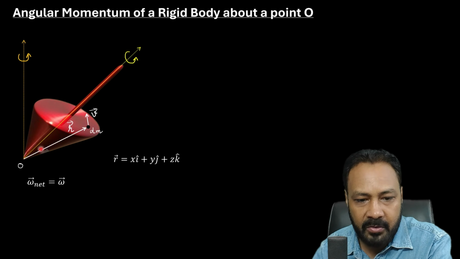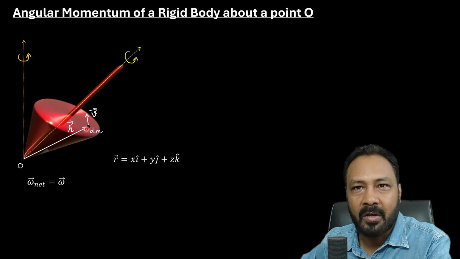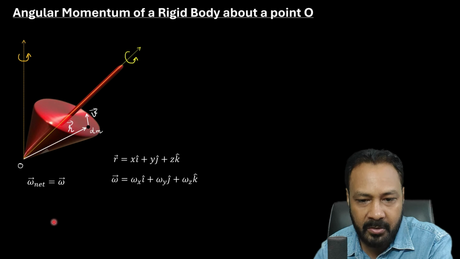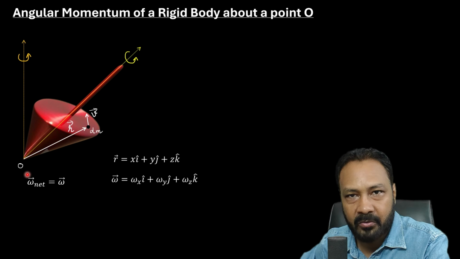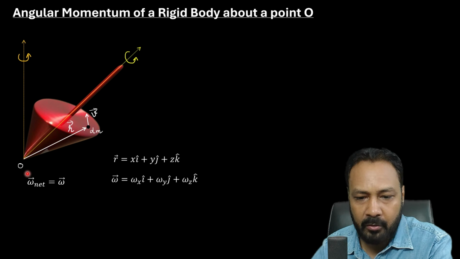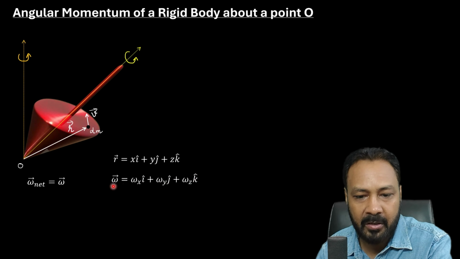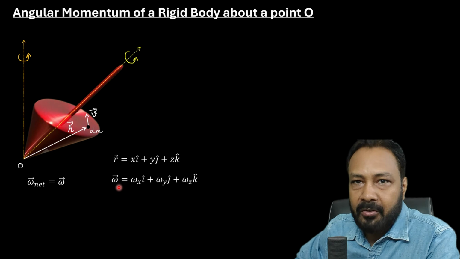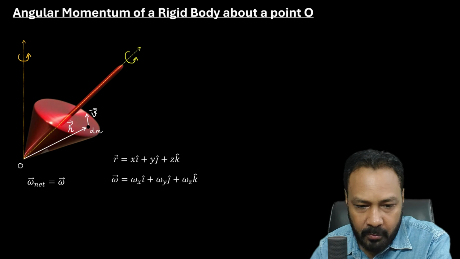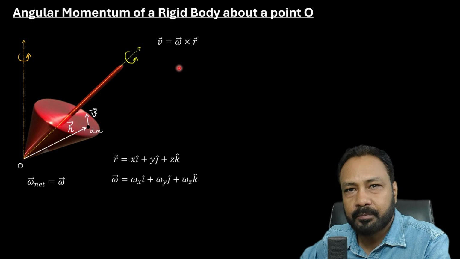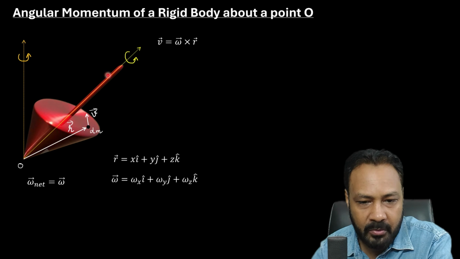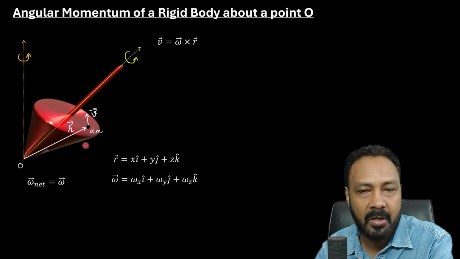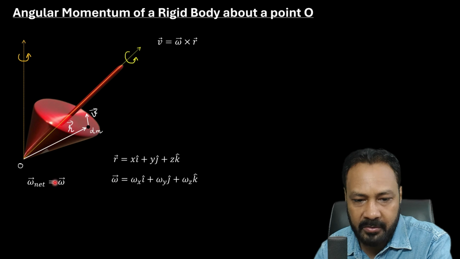The position vector r is x i cap plus y j cap plus z k cap, and the net angular velocity vector also has components: omega x i cap plus omega y j cap plus omega z k cap, which add up to the net angular velocity omega. We know from rotational motion that the velocity of this point in vector form is omega cross r.